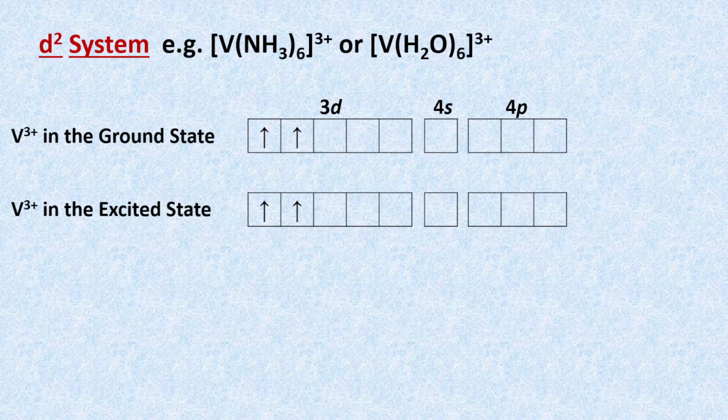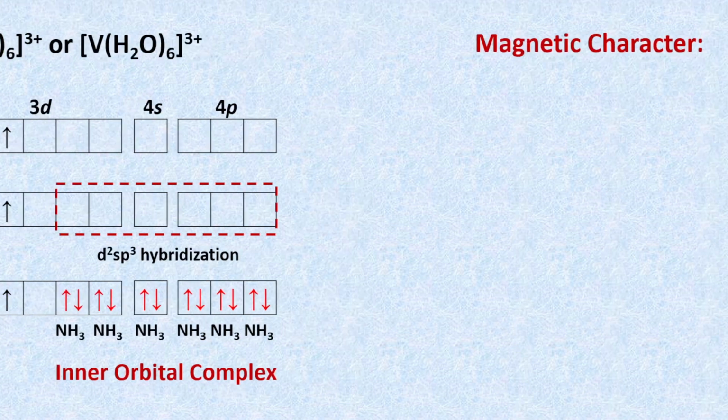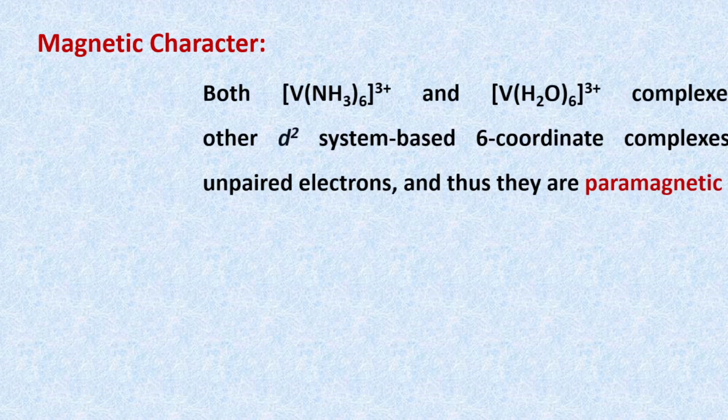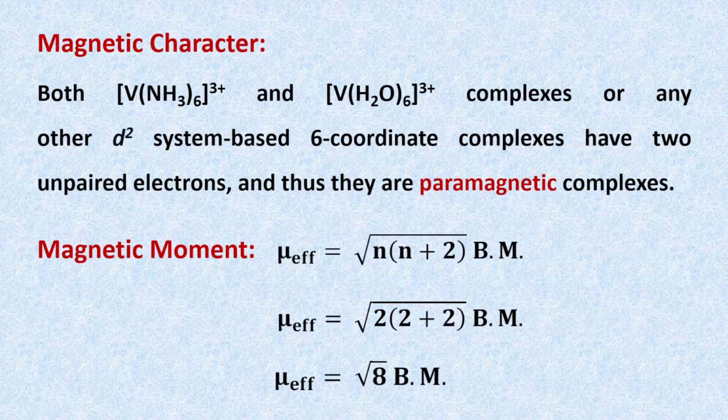Now the two vacant 3d, 1 4s and 3 4p orbitals hybridize to give d2sp3 hybrid orbitals. Then the 6 ligands donate their sigma electrons to empty d2sp3 hybrid orbitals to form an inner orbital complex. Both complexes or any other d2 system based octahedral complexes have two unpaired electrons, so they are paramagnetic complexes and their magnetic moment is √8 Bohr magneton.